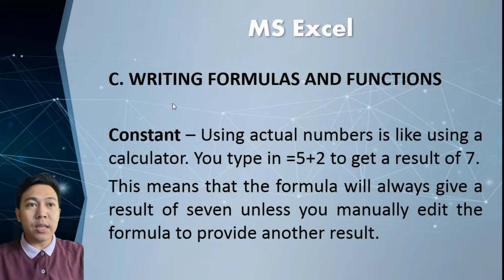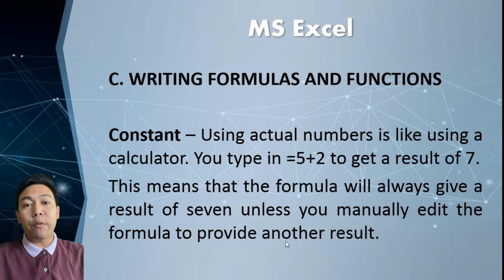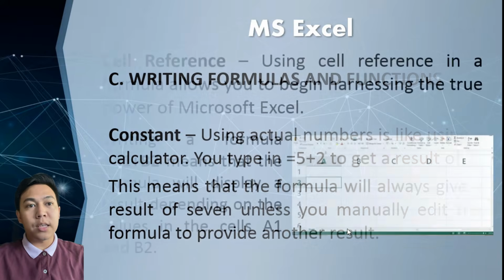Next, let's proceed to writing formulas and functions. So we have what we call constants. As I said a while ago, any number that you place in your cells in MS Excel is called a constant number. Using an actual number is like using a calculator. If you type equal sign 5 plus 2, you will get a result of 7. This means the formula will always give a result of 7 unless you manually edit it to provide another result. So that's a constant.